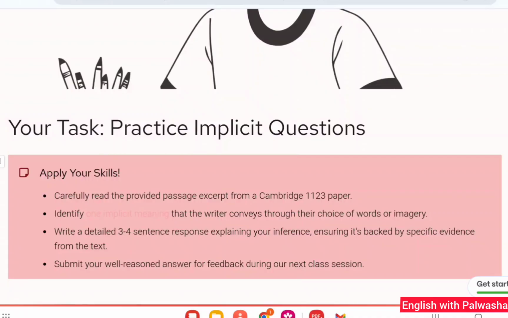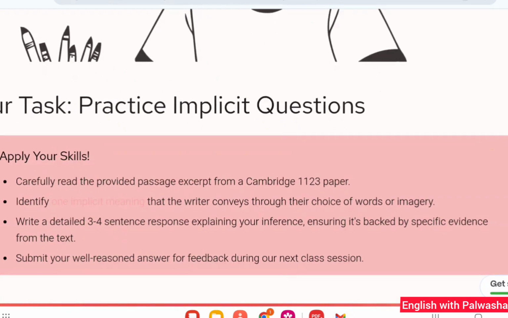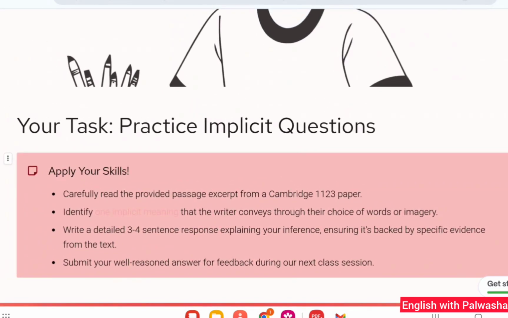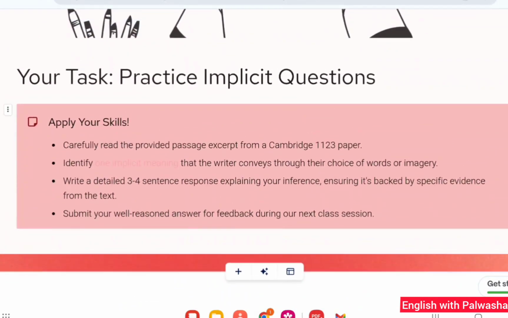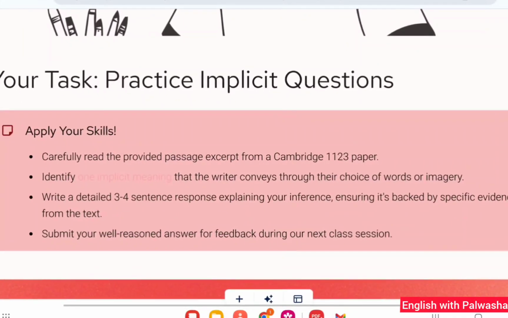So what skills do you have to apply? Carefully read the provided passage excerpt from a Cambridge 1, 2, 3 paper. Identify one implicit meaning that the writer conveys through their choice of words or imagery. Write a detailed 3 to 4 sentence response explaining your inference, ensuring it's backed by specific evidence from the text. And then submit your well-reasoned answer for feedback during our next class session.